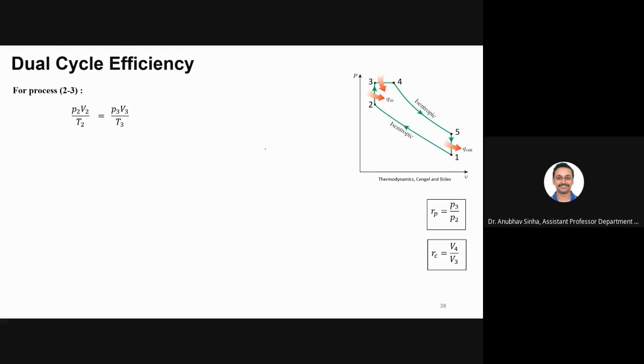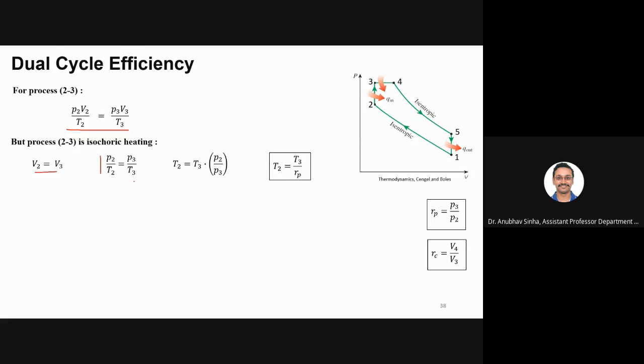So now for process 2 to 3. What is 2 to 3? This process is constant volume. Yes, this is constant volume heat addition. So V2 and V3 should be same. And basically it is isochoric heating, so P by T will be same. This is basically use of ideal gas law, where V2 and V3 are same. So P2 by T2 is equal to P3 by T3. Or basically now I am starting to write temperature in terms of pressure ratios, which is equal to RP.